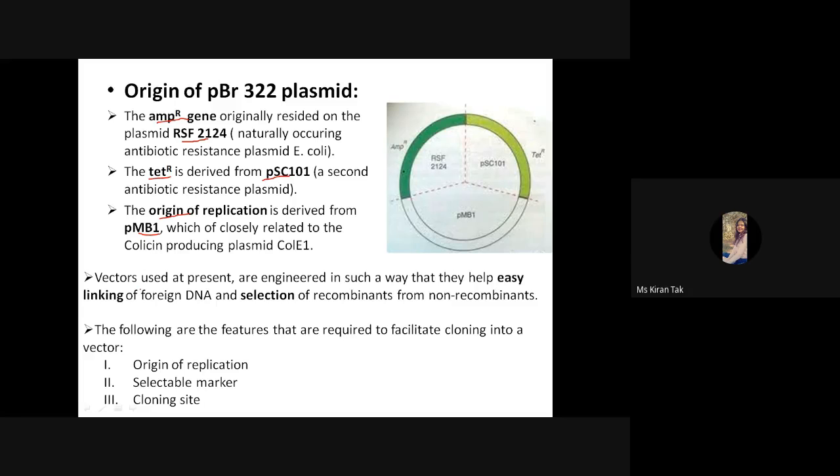Now, in the present day, vectors are engineered in such a way that they help in easy linking of the foreign DNA with the vector, and make the selection of recombinants from non recombinants easy. There are features required to facilitate cloning into a vector. First is the origin of replication, second is the selectable marker, and third is the cloning site.